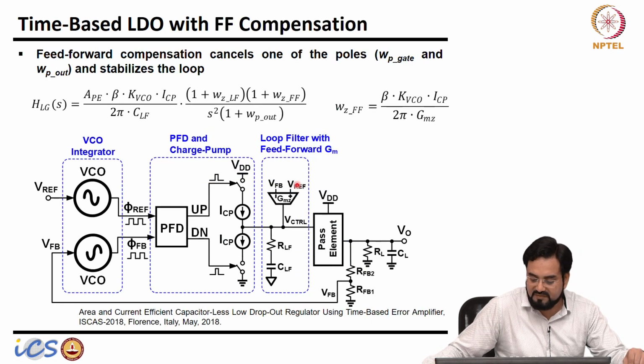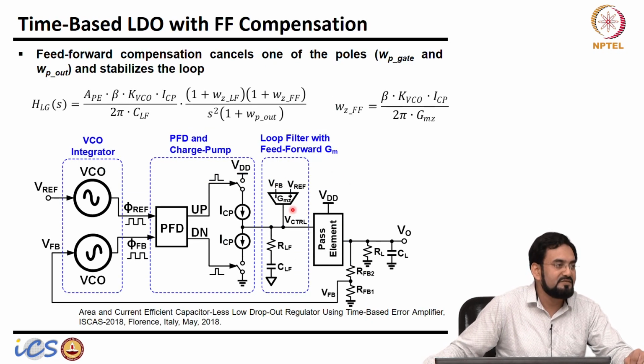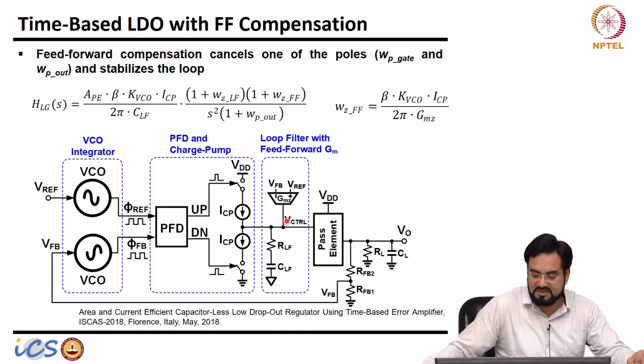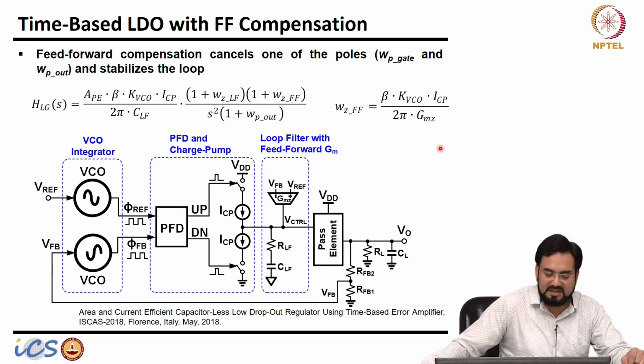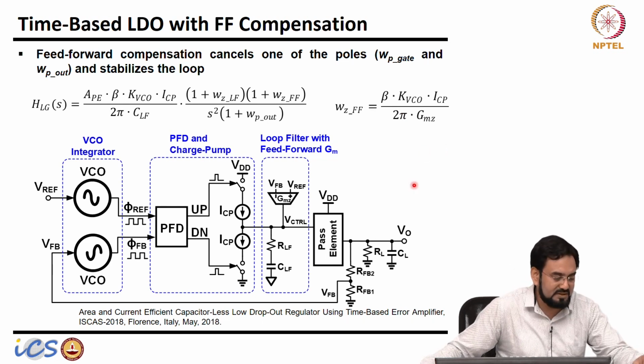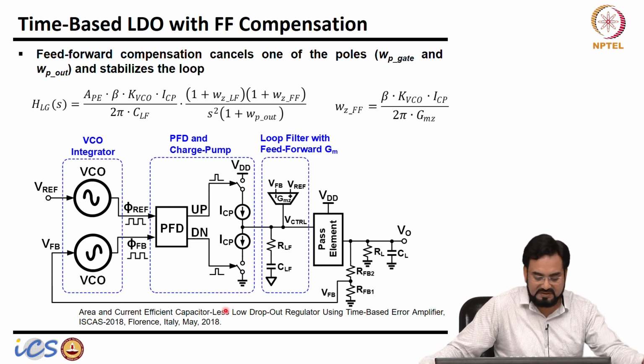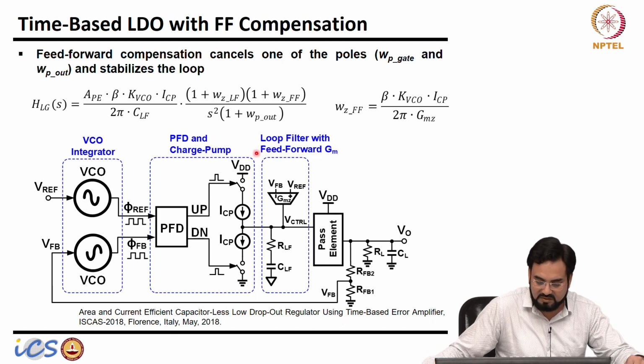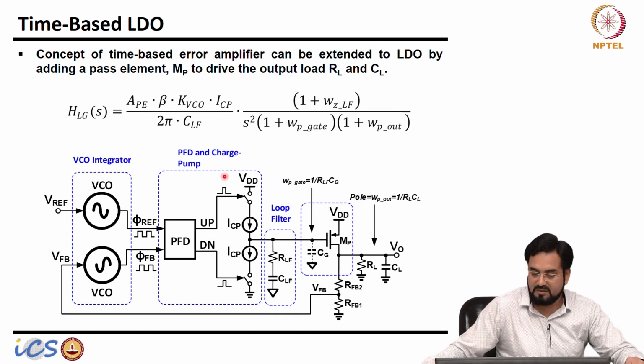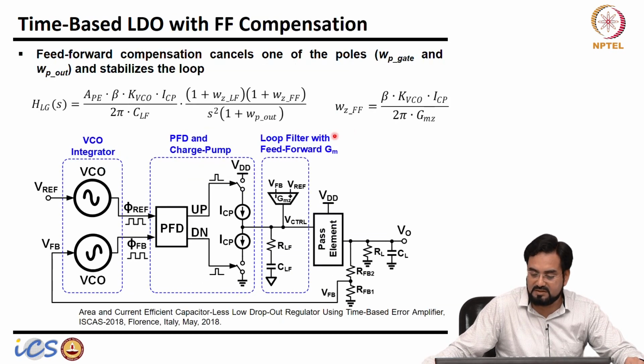So what we did actually, we added a feed-forward zero here, but through this GM. So now you have two zeros. The zero due to this GM will be beta KVCO into ICP over 2 pi GMZ. And if you do a derivation, you will find that, or you can refer to the paper, we have given there the details about how this zero comes. All you need to do is just apply KCL here.